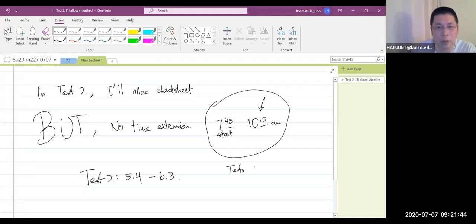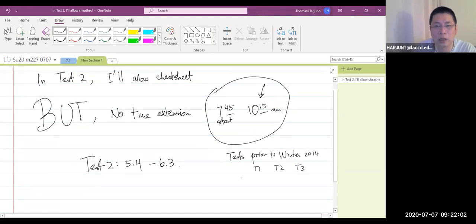the structure of my statistics class prior to winter 2014, I gave only 3 tests, test 1, test 2, test 3. Test 1 is basically descriptive stats, test 2 is probability, and test 3 is inferential stats. Using the cutoffs of our textbook, it's chapter 1 to chapter 3, chapter 5 to chapter 8, and then inferential statistics will be chapter 9 to chapter 11.